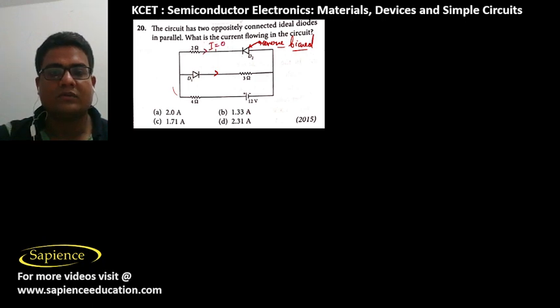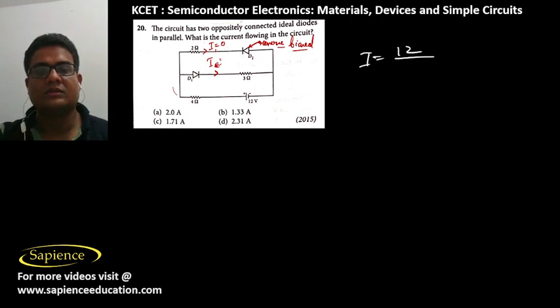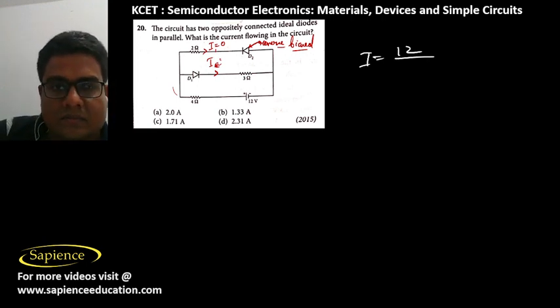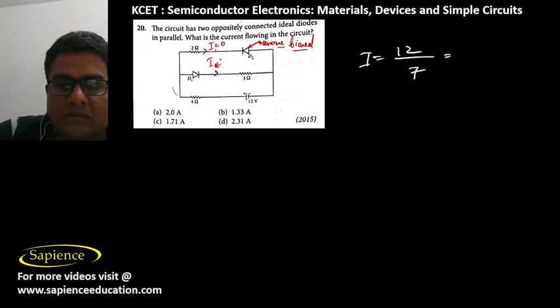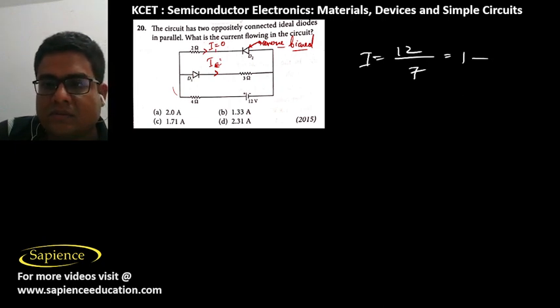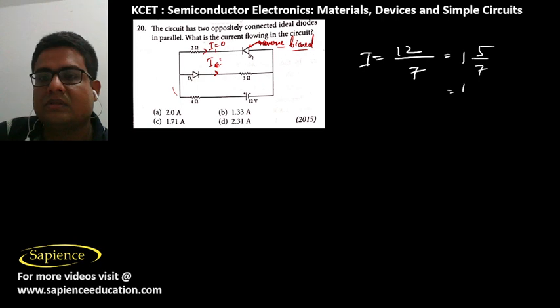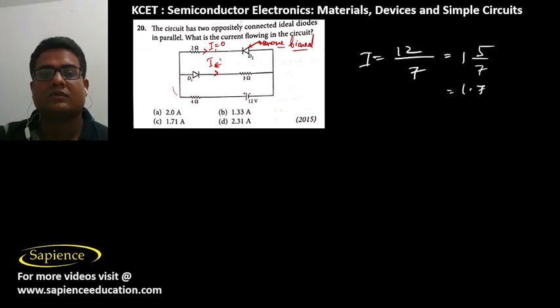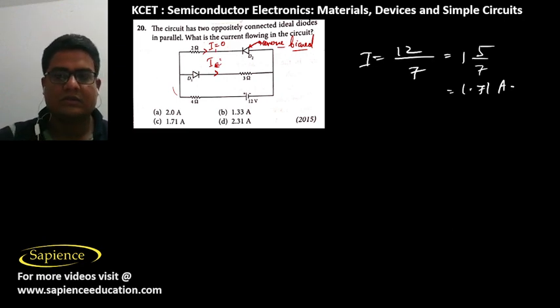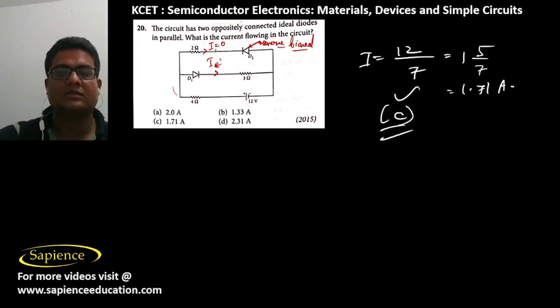I1 equals 0. So only this current will flow, which I can call I. I will be equal to 12 by 4 plus 3, which is 12 by 7. So 1.71 ampere. So option C is the correct answer.